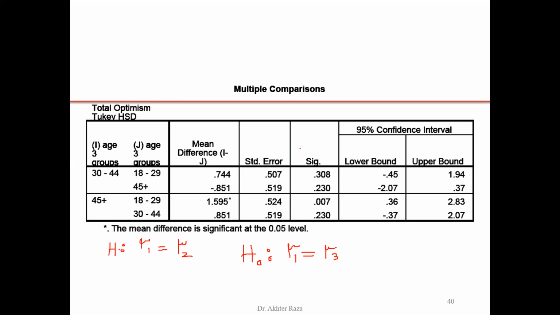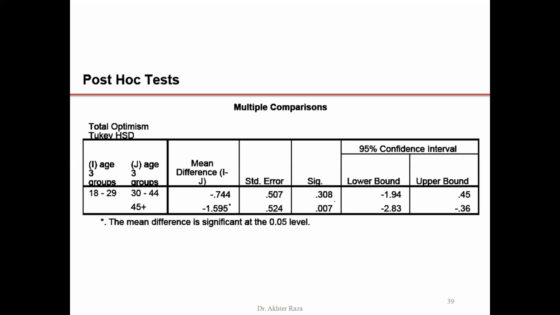So we have to check only these p-values. These are the p-values for the different pairwise comparisons. 0.3 indicates that mean 1 is the same as mean 2. This is age group 1 and age group 2. The mean 1 is the same as mean 2. This hypothesis H0 is accepted. Average optimism in the younger is the same as the average optimism in the middle-aged persons.